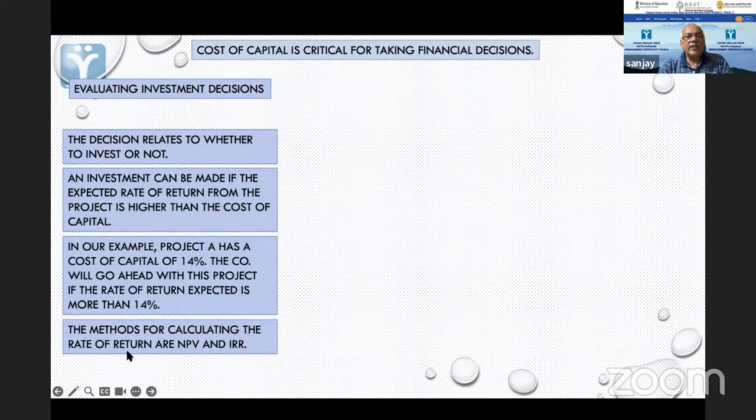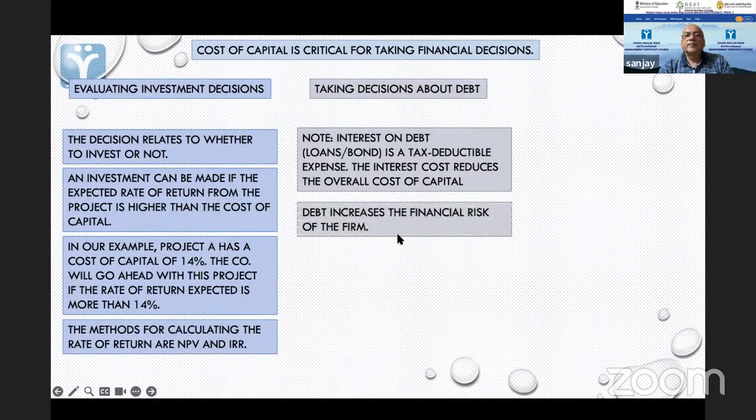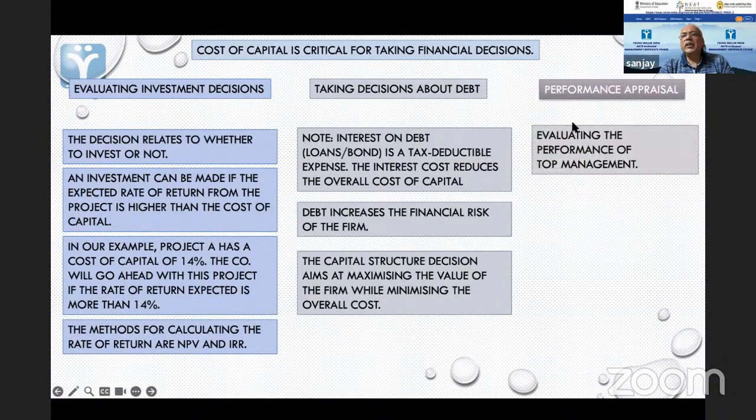So the methods for calculating the rate of return are NPV and IRR. We can look at that. And of course, once you know the cost, it will help you to take decisions about debt. And like I said a while ago, debt increases the financial risk of the firm. And the capital structure decision aims at maximizing the value of the firm while minimizing the overall cost. That is the main function of capital structure. And then, it becomes a yardstick for performance appraisal.